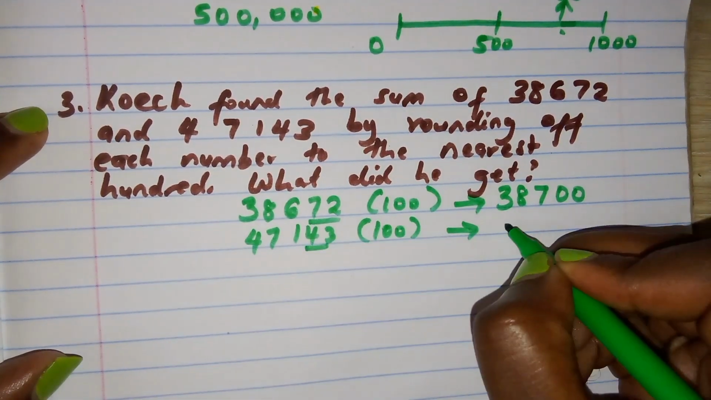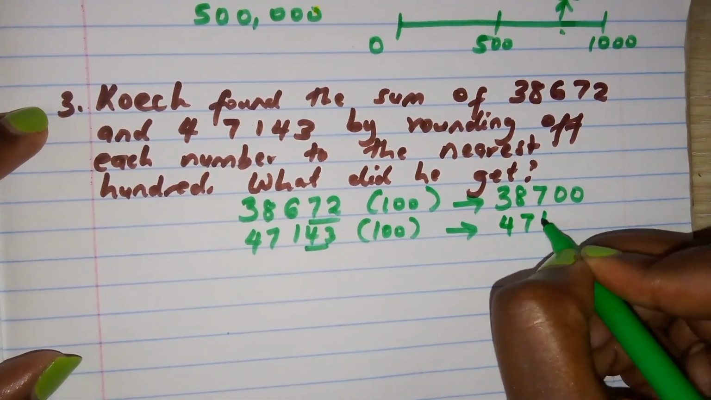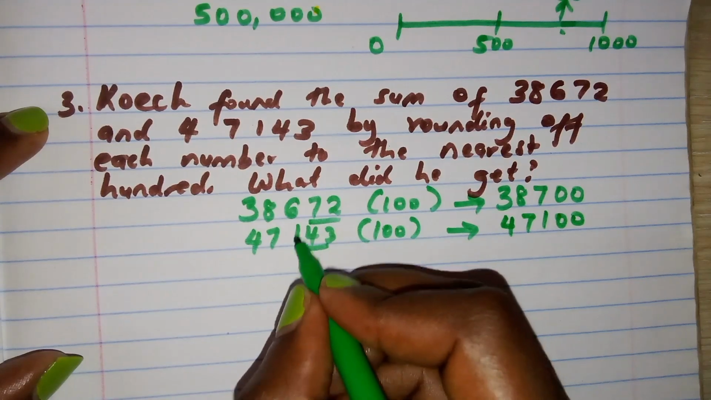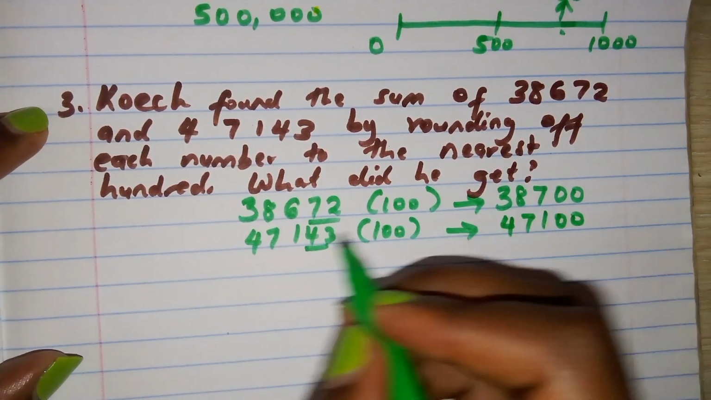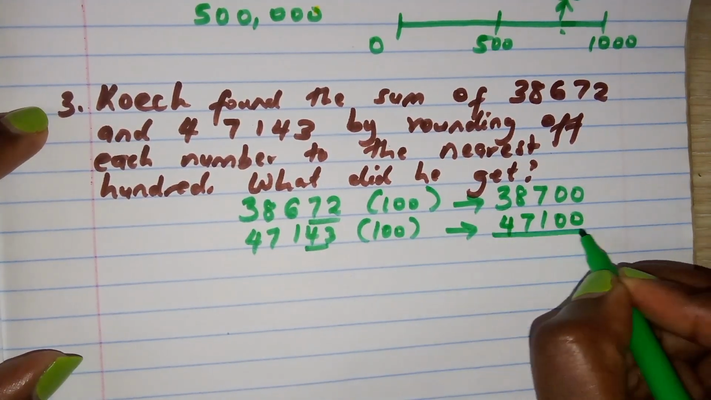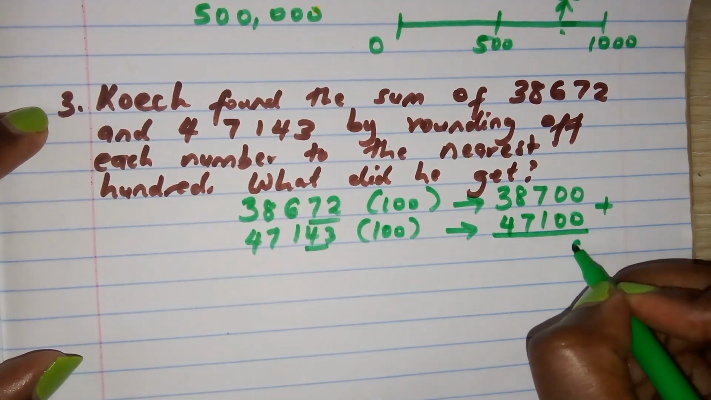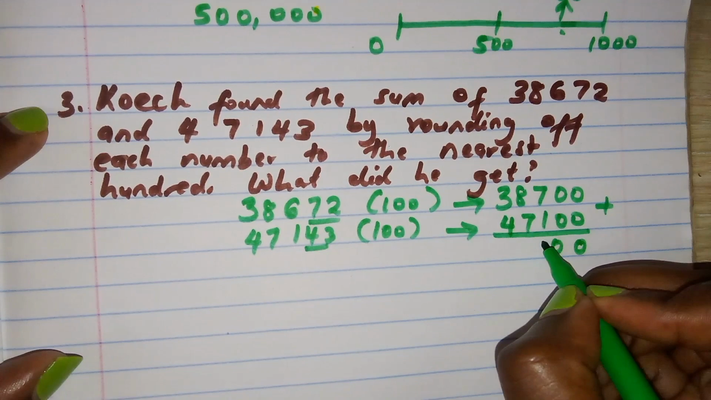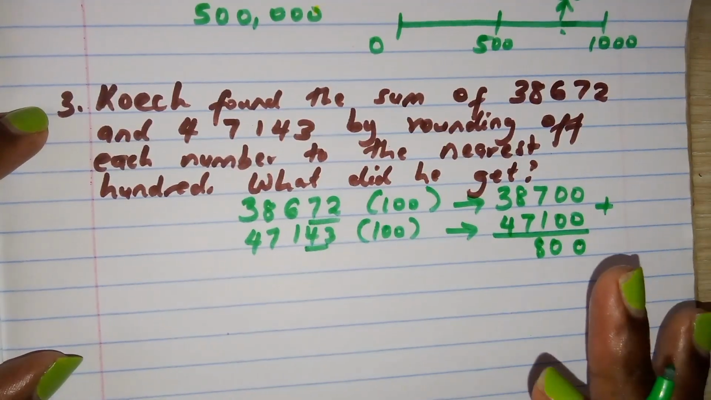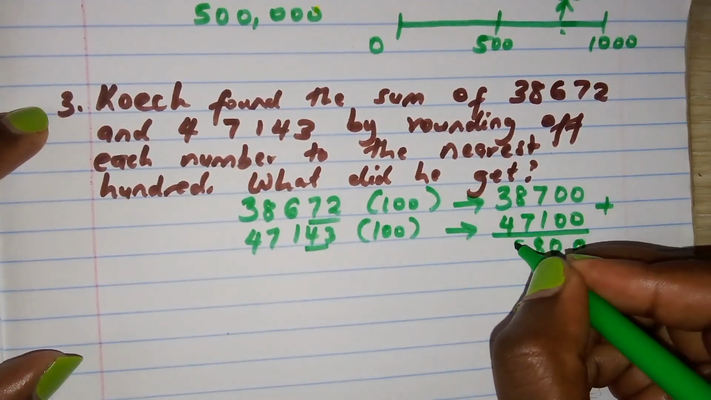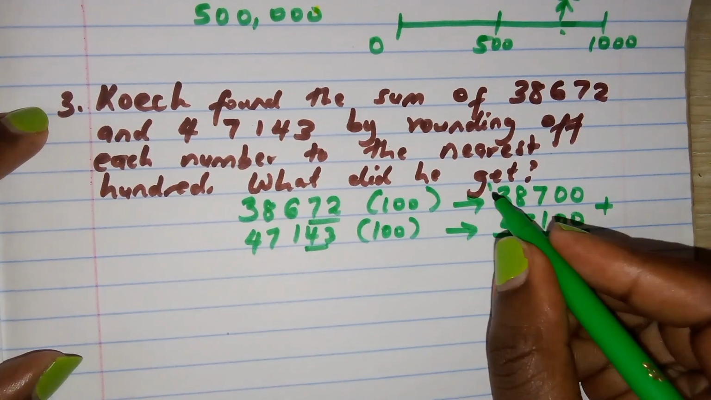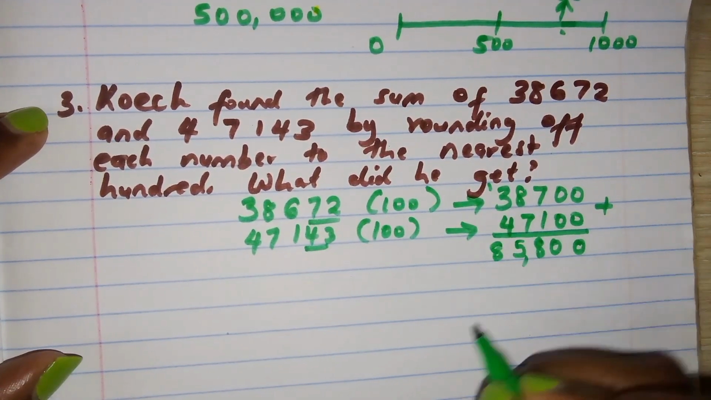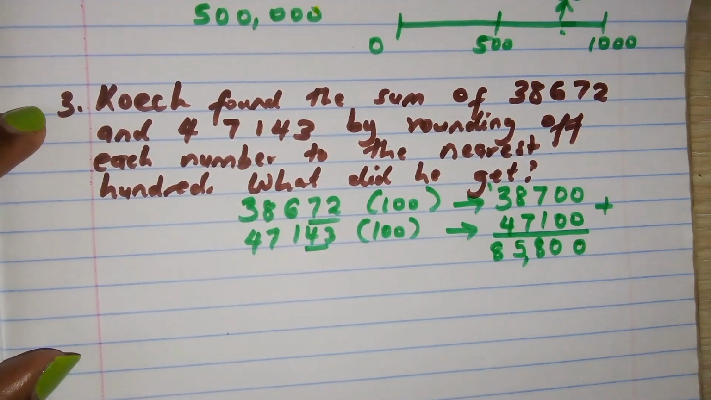So now that becomes 47, 100, because there's no change in the 100 value. So now we can add that. 0 plus 0 is 0, 0 plus 0, 0. 7 plus 1 is 8. 8 plus 7 is 15. Carry 1, 4, 8. So that will be the answer.